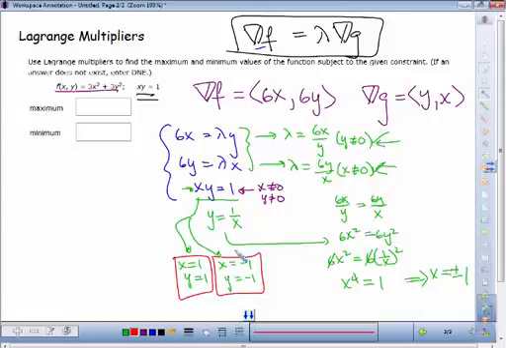Now, if we look at the question carefully, which I didn't do last time, they're looking for the actual values. So I have points. To get the actual values, I need to plug those points in. So let's plug those points in. What if I get 1, 1 here and put that into the function f?